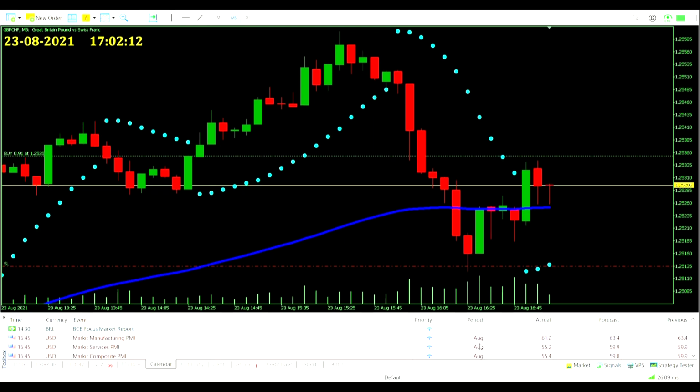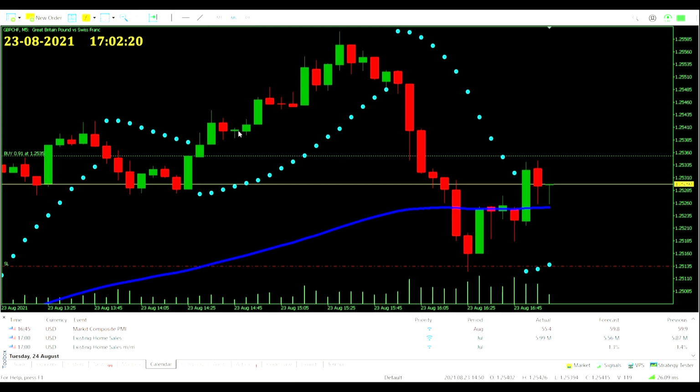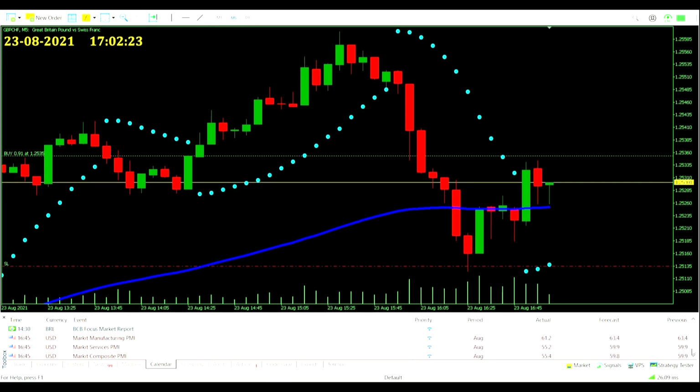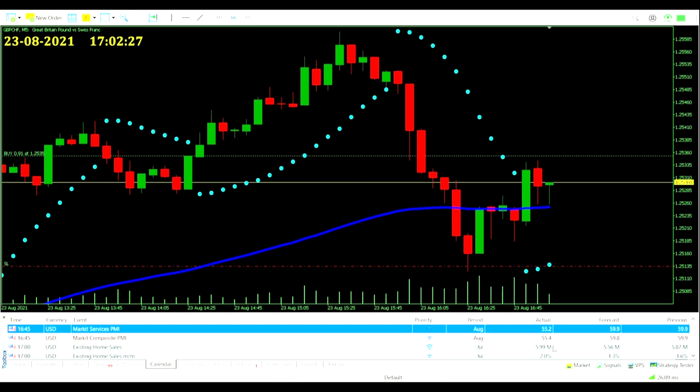But we have seen the services come in and they did miss the mark just a little bit there, 55.2 versus 59.9 expected. And we've also had existing home sales come in just at 5 o'clock. Again, it's on the dollar, so not much impact on the pound Swissy, but we are seeing a bit of a beat on the figures, 5.99 million against 5.56 forecast, and that's 2% against 1.3 on the month-on-month as percentage.